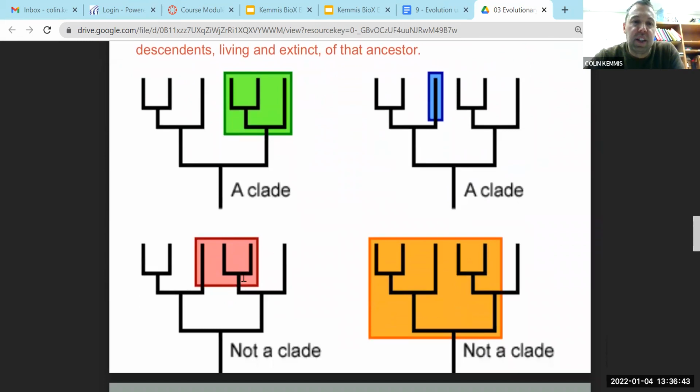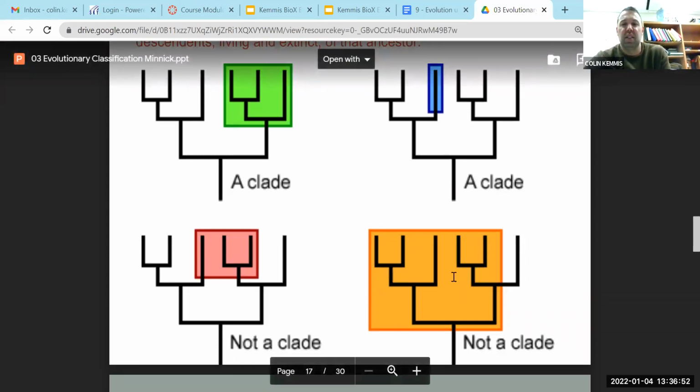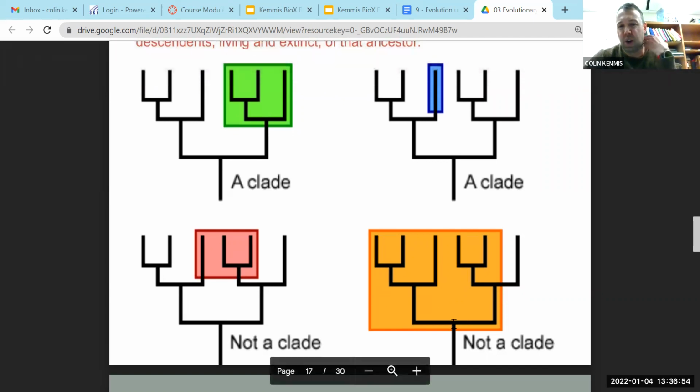This one's not a clade. It has everything after this node, but they don't share a common ancestor in this red square. That's not a clade. Same with this one. They do have that node, but they're missing this one. This one needs to be included to be a full clade.